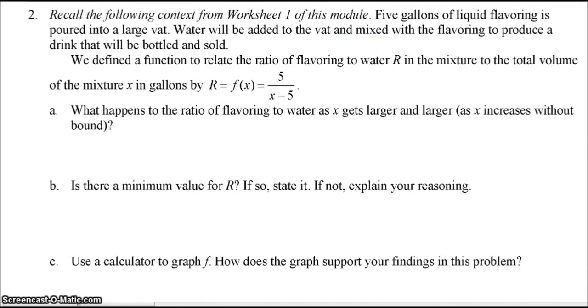Recall the following context from worksheet 1 of this module. 5 gallons of liquid flavoring is poured into a large vat. Water will be added to the vat and mixed with the flavoring to produce a drink that will be bottled and sold. We defined a function to relate the ratio of flavoring to water R in the mixture to the total volume of the mixture X in gallons by R equals f of X equals 5 over X minus 5. What happens to the ratio of flavoring to water as X gets larger and larger, that is, as X increases without bound?